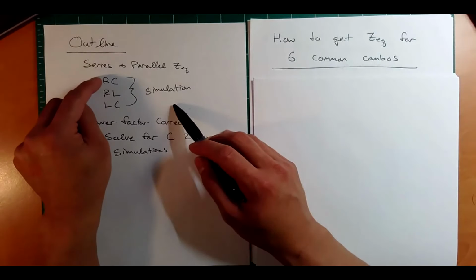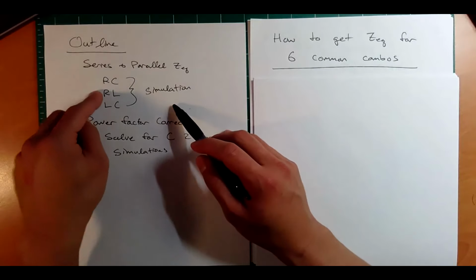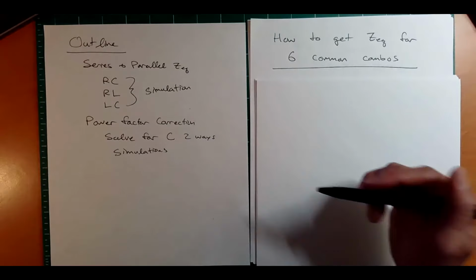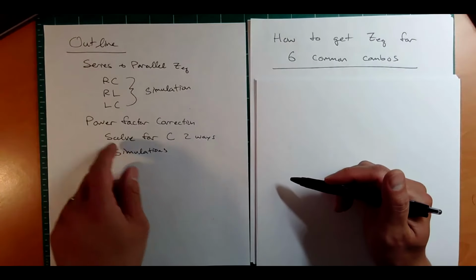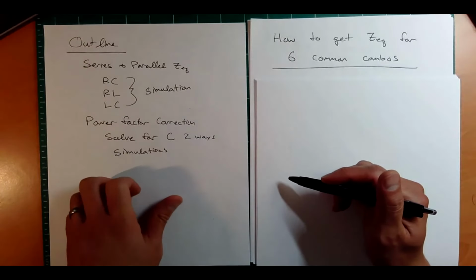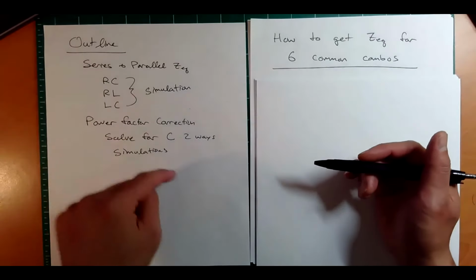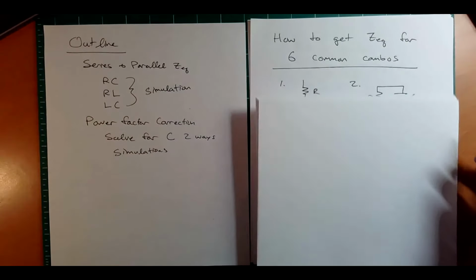The first two will be RC in series and parallel, then RL in series and parallel, and then this interesting one, LC in series and parallel. In the second half, we'll cover a power factor correction example where we will look at how to solve for a power factor correction capacitor two different ways, and we'll look at simulations for all of these things. Okay, so let's begin.